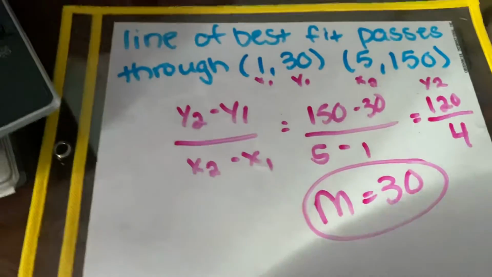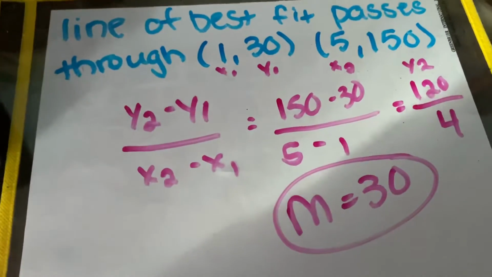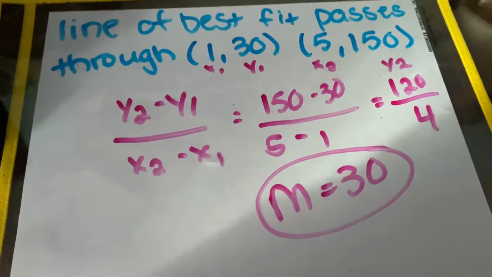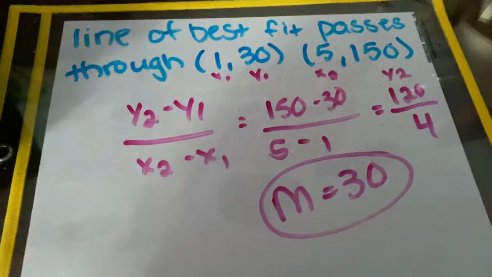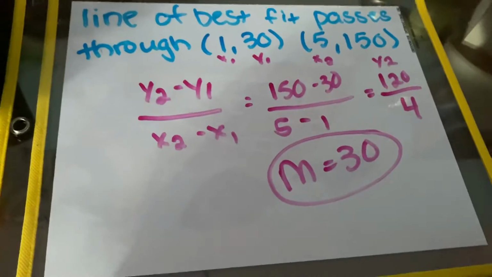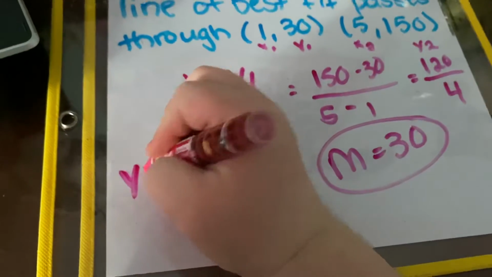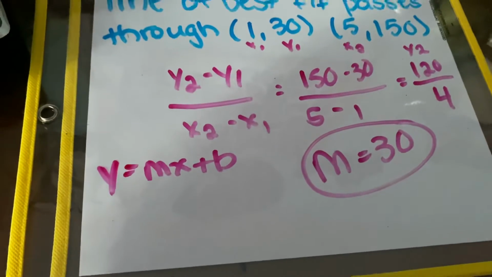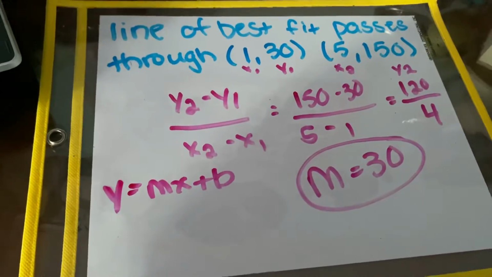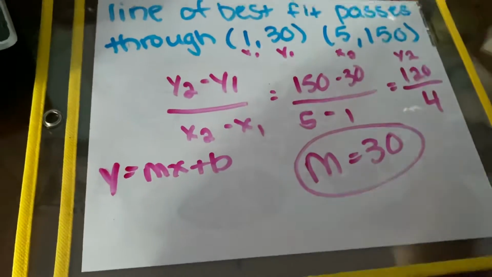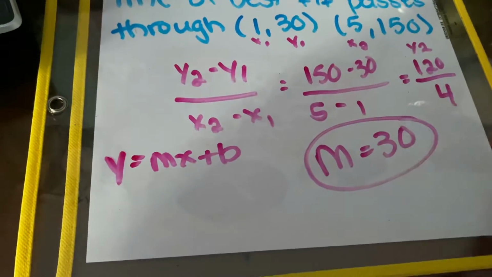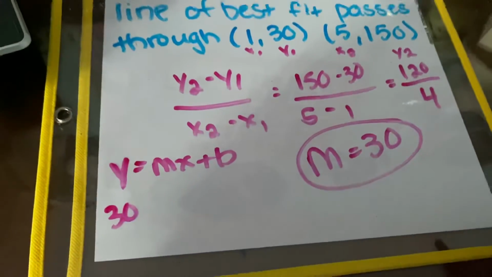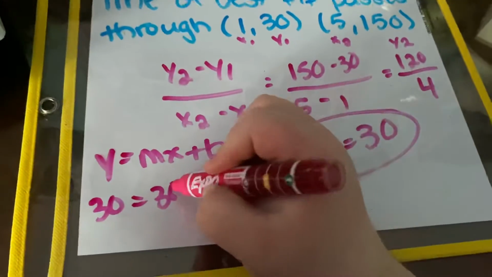Now that we have our slope, we have two points to use and our slope, so we can continue and find the line of best fit. To find the line of best fit, I need to use the equation of a line: y equals mx plus b. Now I'm going to plug in my numbers. I get to choose what point I want to use. I'm going to use (1, 30). So my y value is 30, and my slope is 30.